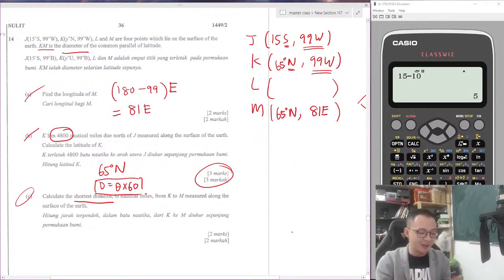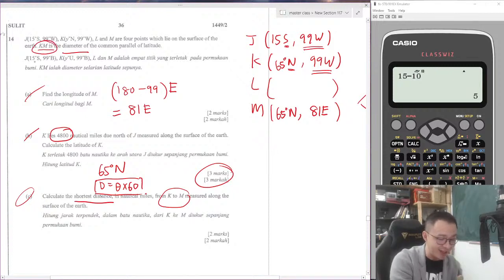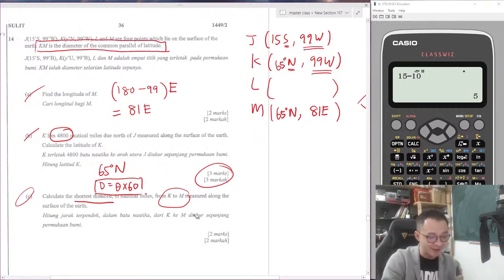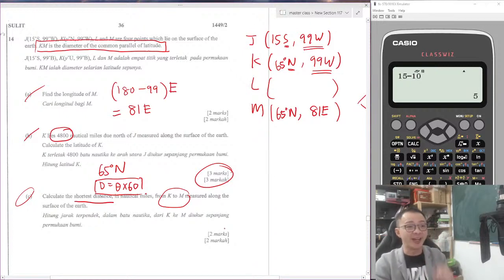But here is one of the most common questions for shorter distance, where they choose points which are the diameter. Do you see K? At the very beginning, KM is the diameter of the common parallel of latitude. And then they ask you to find the shorter distance for KM. This is one of the most common questions for Earth. So how do you do this kind of question?